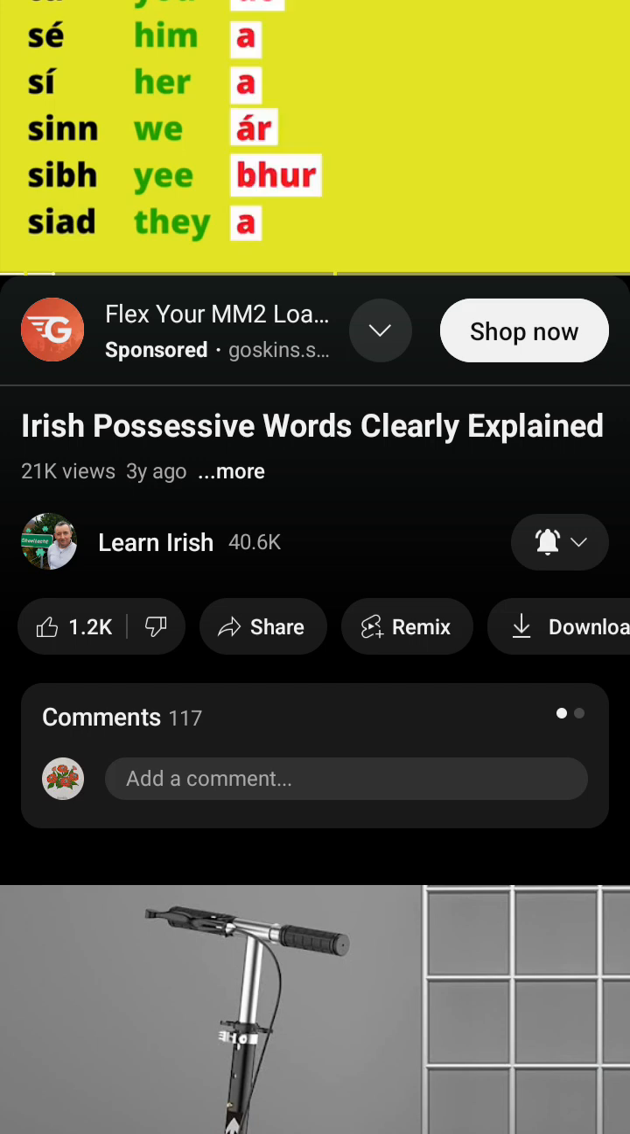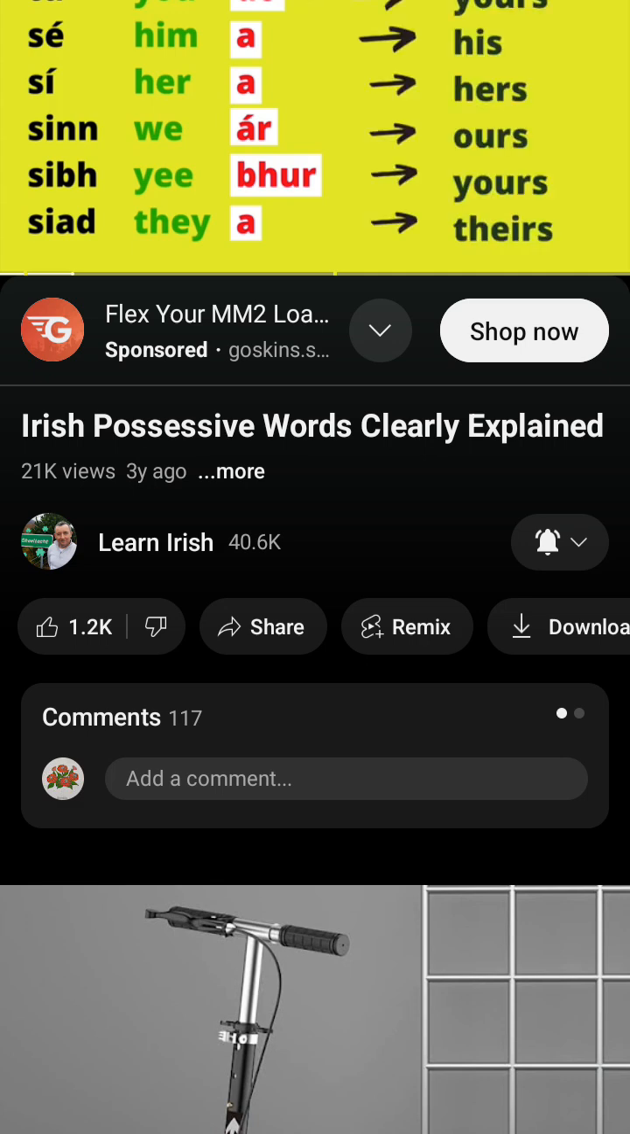Now, here are the possessive pronouns: mo, do, a, ár, bhur, and a. So basically it works like this. In Irish, mé means me, but mo means mine. In Irish, tú is you. That's the basic personal pronoun there on the left. And do means yours, as in something belonging to you, in your possession.